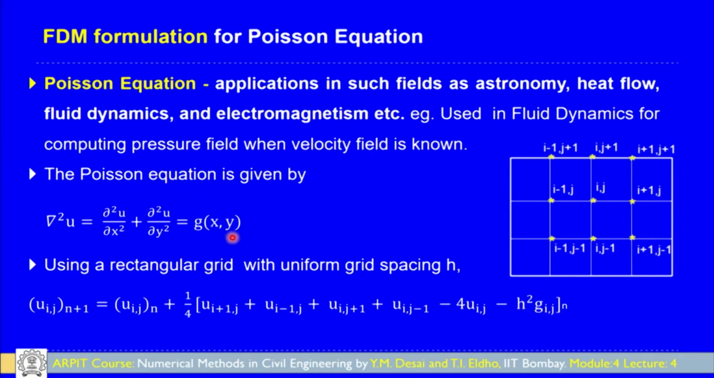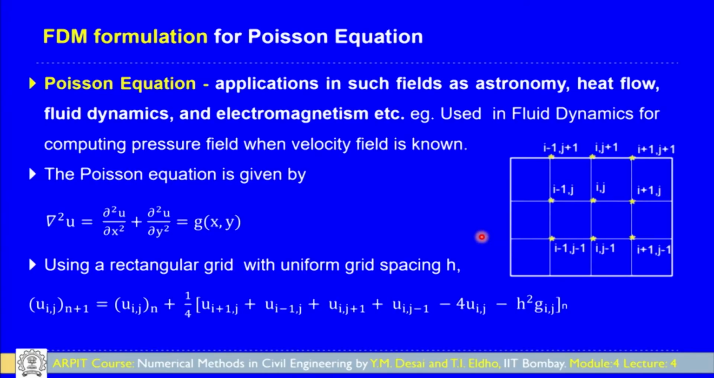So, this function will come in directly and will be multiplied by delta x square or delta y square, whichever way you consider. This h square multiplied by g i j is the addition in the Poisson equation compared to the Laplace equation. So, this is the formulation as far as the Poisson equation is concerned.